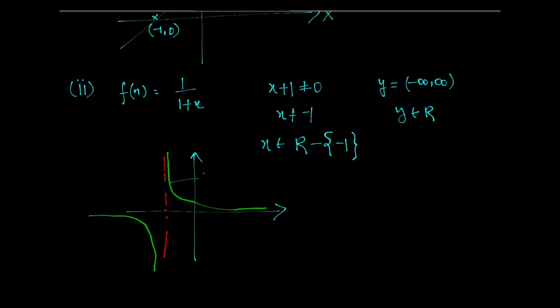This is the functional equation f of x equal to 1 divided by 1 plus x. That's it. When you draw a horizontal line test, drawn anywhere, it cuts only at one point of f of x, which means the function f of x is said to be a one-one function.